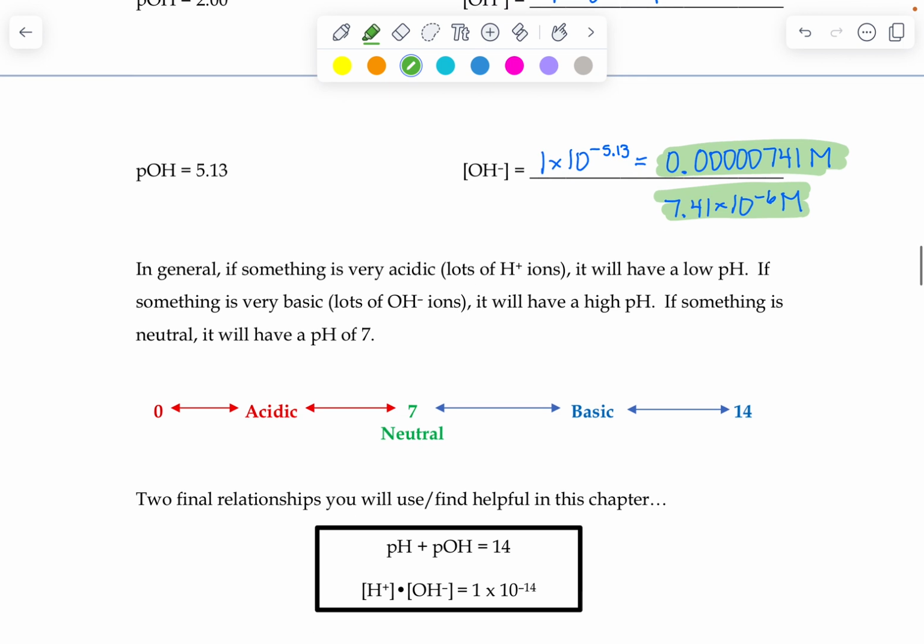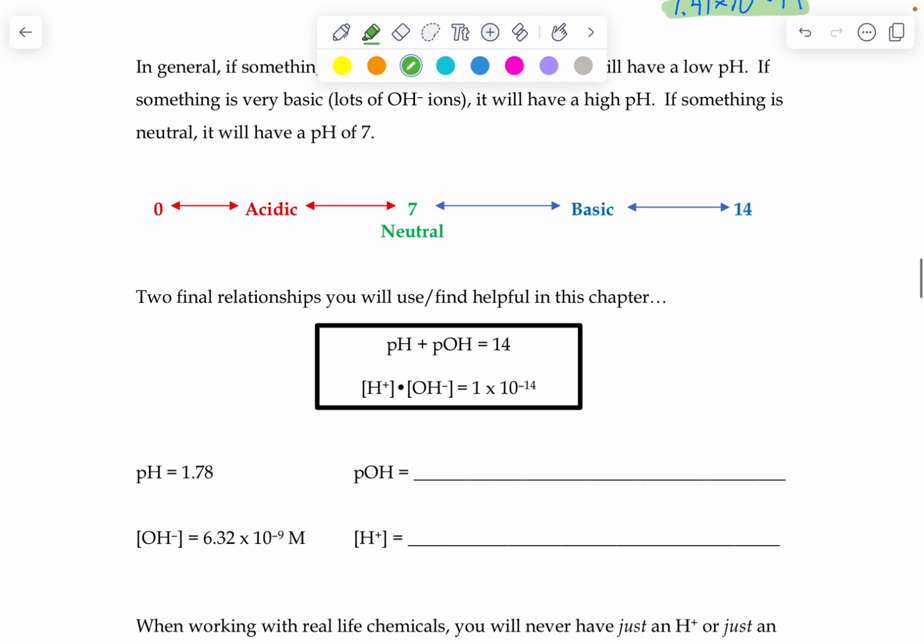So there's our pH scale, 0 to 14. Anything between 0 and 7 is acidic, exactly 7 is neutral, and above 7 up to 14 is basic.